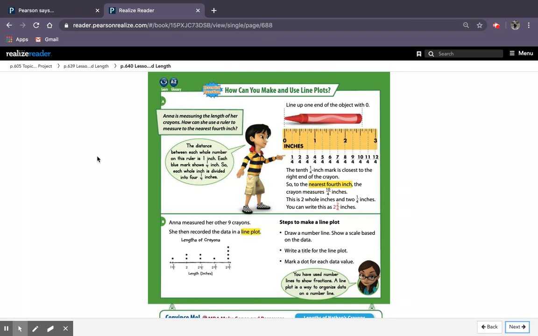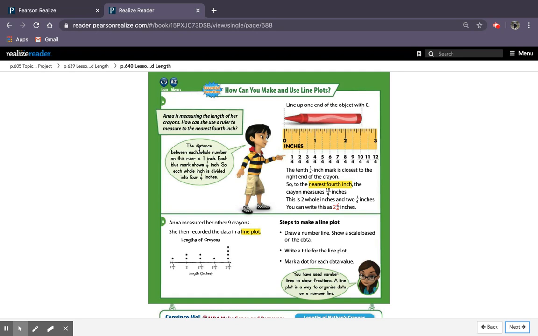Anna is measuring the length of her crayons. How can she use a ruler to measure to the nearest fourth inch? If you have a ruler at home, you can pull it out, or you can Google online ruler or ruler template, and a digital one should pop up that you can print out if you have a printer at home.